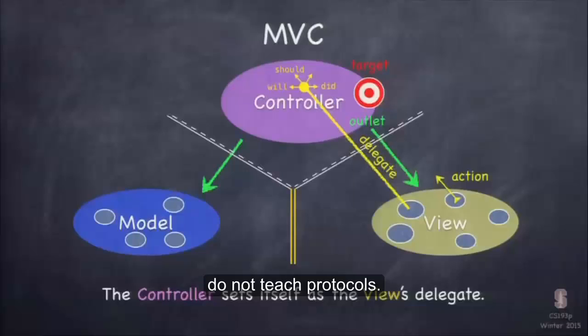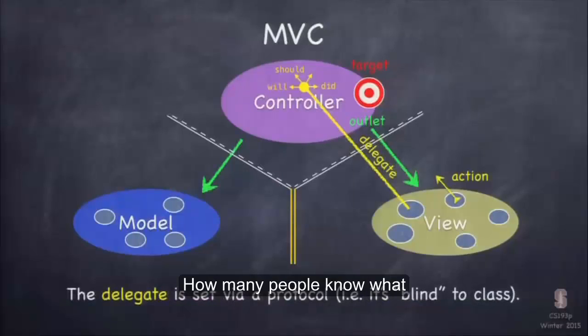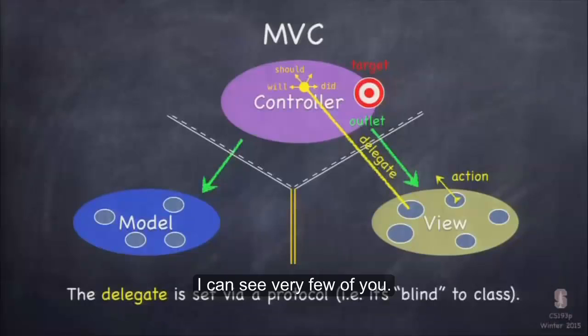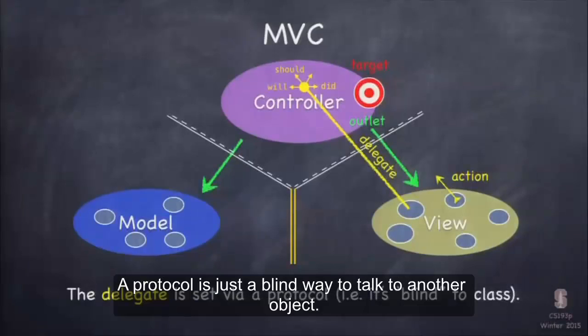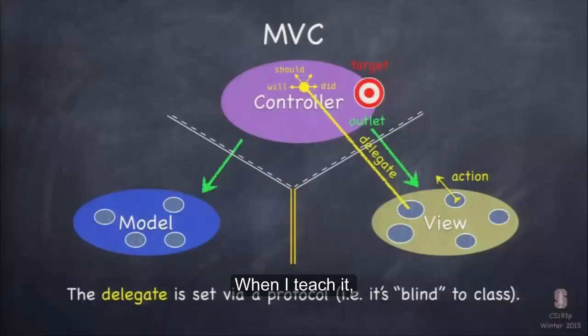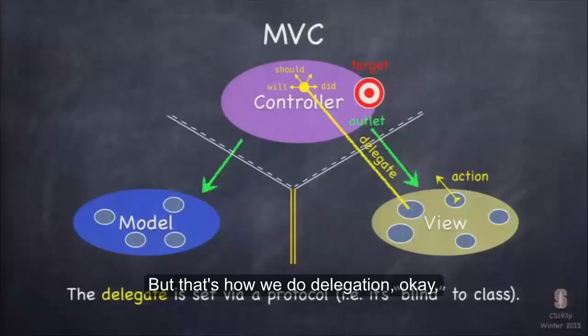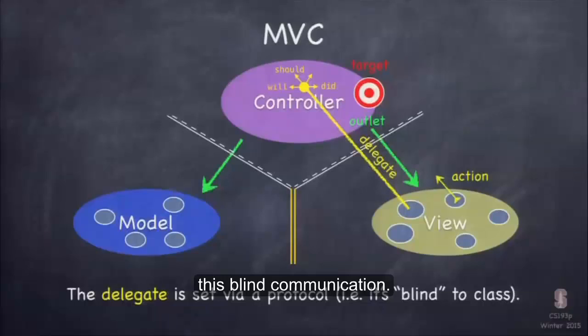Now, I know that CS106A and B do not teach protocols. How many people know what the word protocol means in object-oriented programming? Okay, see, very few of you. So I will be teaching that. A protocol is just a blind way to talk to another object. When I teach you, you're going to be like, oh yeah, I know what that is. We just didn't really call it protocol. But that's how we do delegation, this blind communication.